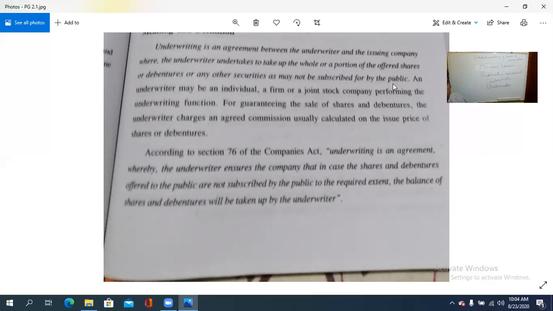Clear? So therefore, it's an agreement between the underwriter and the issuing company, where the underwriter undertakes to take up the whole or part of a portion of an offered shares or debentures or any other security as may not be subscribed by the public.